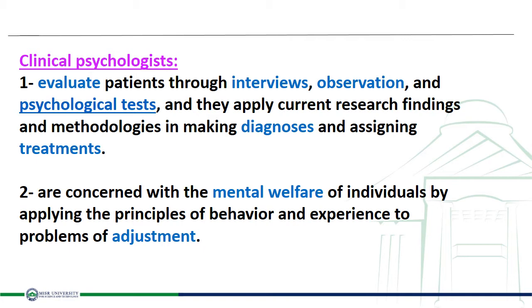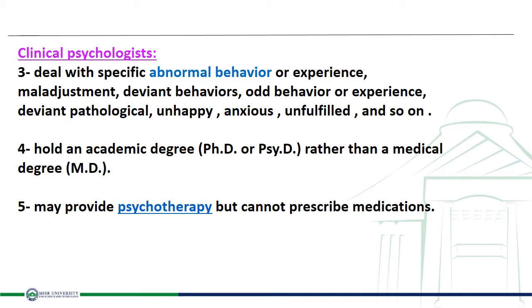Number three, clinical psychologists deal with specific abnormal behavior, odd experience, deviant behaviors, maladjustment, anxious behavior, and so on. Number four, they hold an academic degree, a PhD for example, or any different psychological degree, such as a master's degree or a diploma of clinical psychology, but they don't have a medical degree or MD.